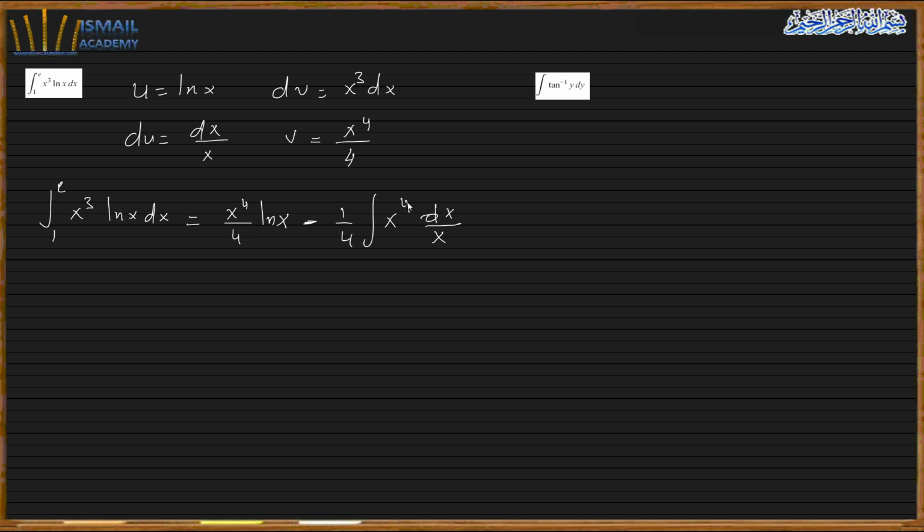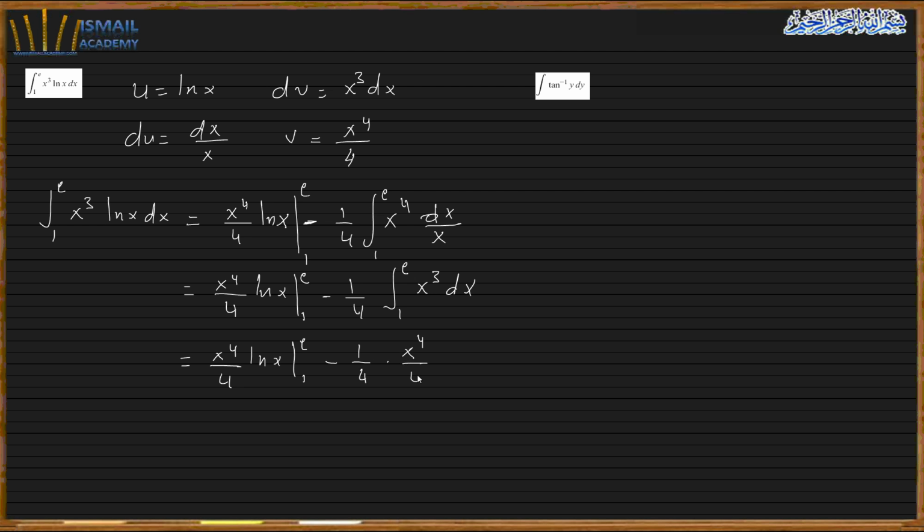and as you see here we can simplify. So this will become x to the 4 over 4. By the way, here I should put 1 to e, and this is 1 to e, so don't forget this, of x ln x from 1 to e minus 1 over 4, and here will be the integral from 1 to e of x cubed dx. And now it's much easier to integrate. From 1 to e, minus 1 over 4 times x to the 4 over 4 from 1 to e. So you just need to plug in now. So here this is 16, we will do it later on.